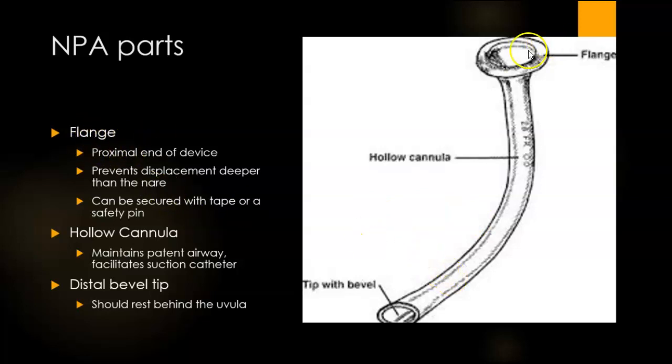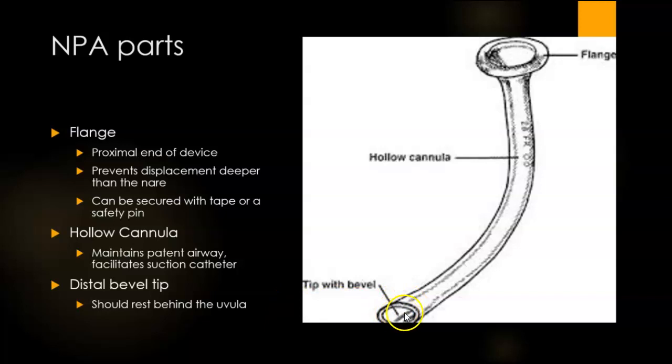Okay, so you have this flange again, the proximal end, that helps prevent it from going too far into the nose. And this can be secured with tape or a safety pin. So sometimes I've seen people stick a safety pin through the top of this and then tape the safety pin flat to the patient's face as a way of securing it. I'll show you in lab a method that I use when I'm taping these in place. Hollow cannula, again, maintains that patent airway, facilitates the suction catheter.